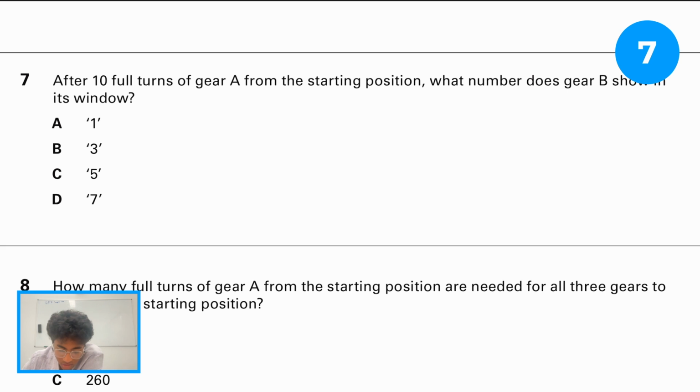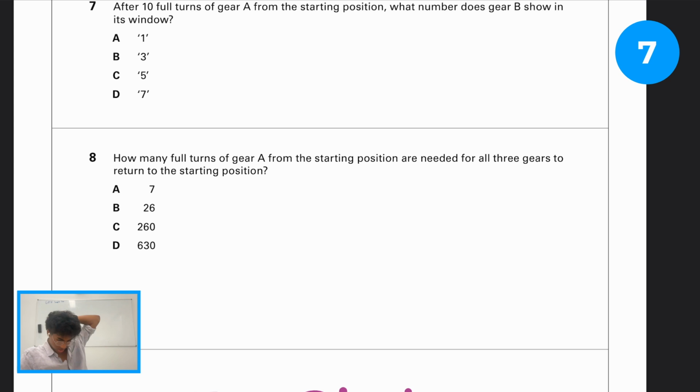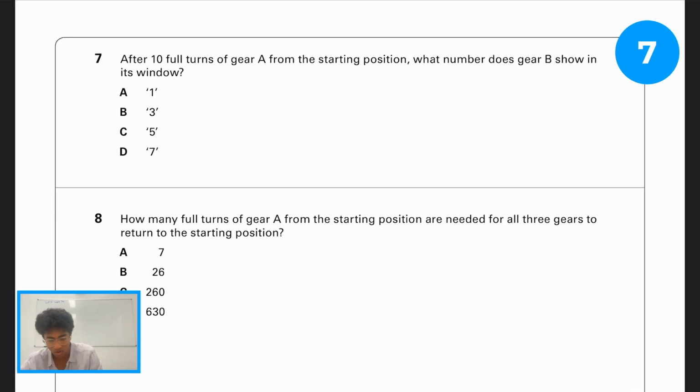After 10 full turns of gear A from the starting position, what number does gear B show in its window?